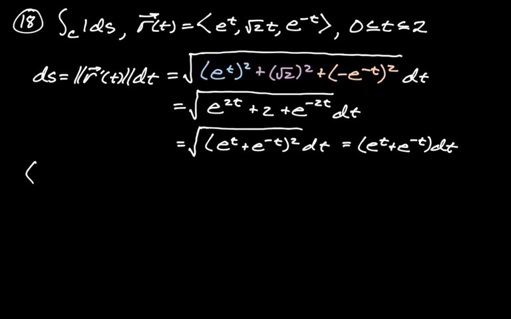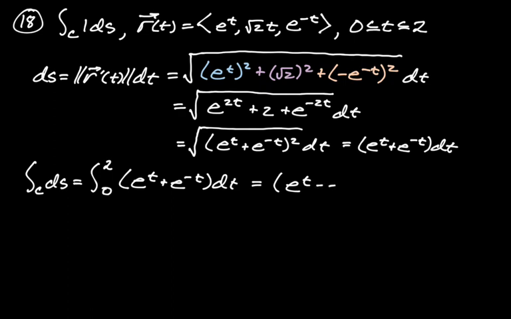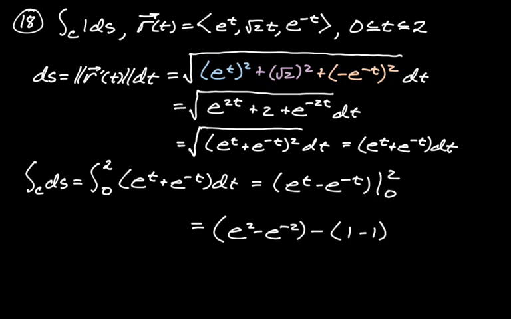All right, so our line integral is just going to be the integral from 0 to 2 of ds, right? So e to the t plus e to the negative t dt. Integrate both of these, you get e to the t minus e to the negative t, from 0 to 2. Then we plug in 2, we plug in 0. Our final answer is e squared minus e to the negative second.